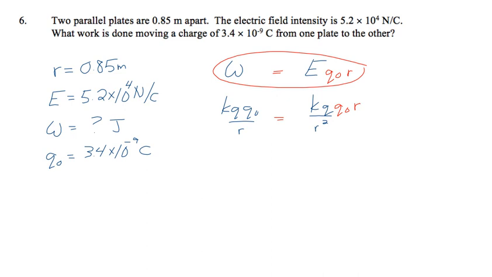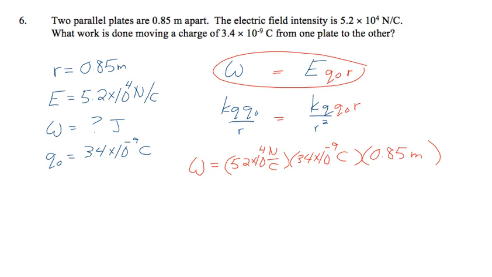And when I multiply all those together, hopefully I'm going to get joules, because I don't have to rearrange it now. So I'm going to put in W equals E QO R. And so for E, 5.2 times 10 to the fourth newtons per coulomb. QO is 3.4 times 10 to the negative 9th coulombs. And R is 0.85 meters.